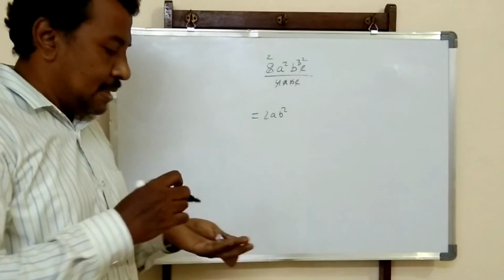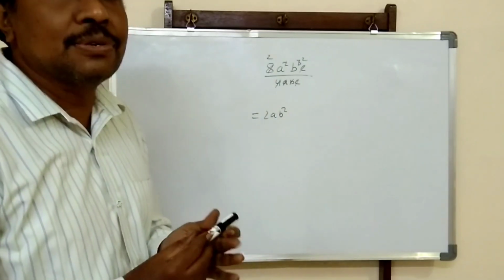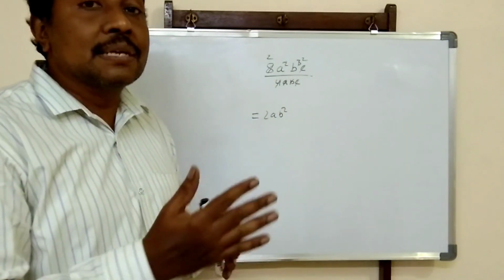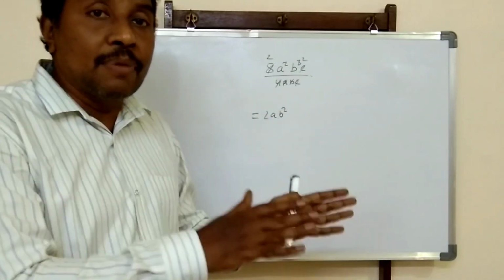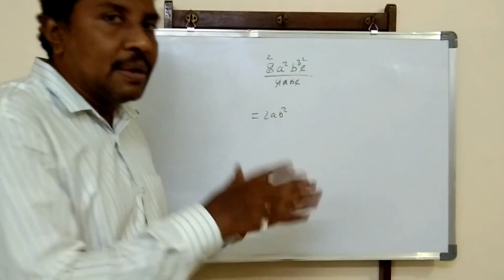So I think you understood this. In the next section we'll discuss how to divide a binomial with a monomial and a trinomial with a monomial.